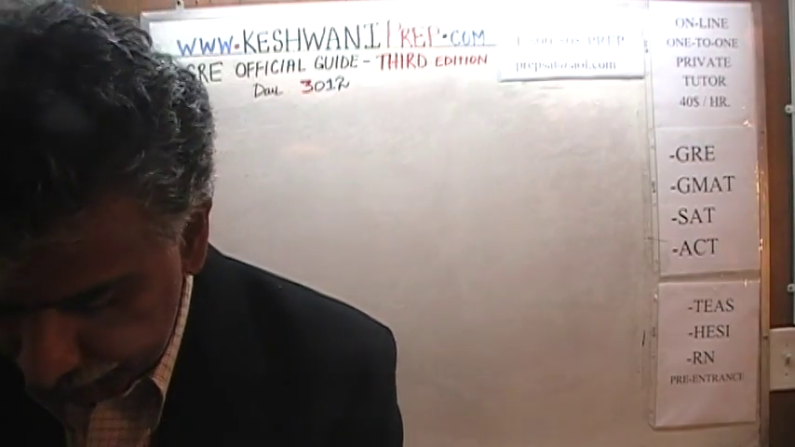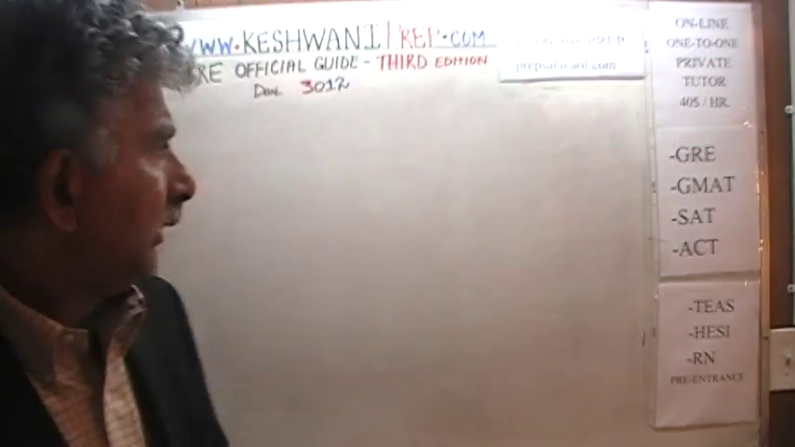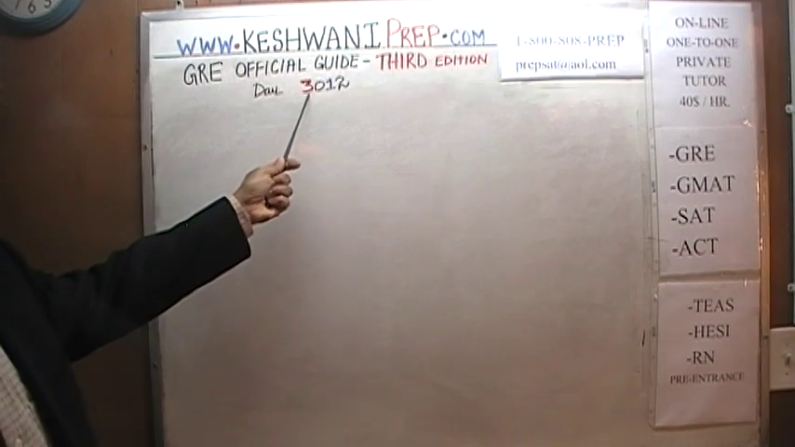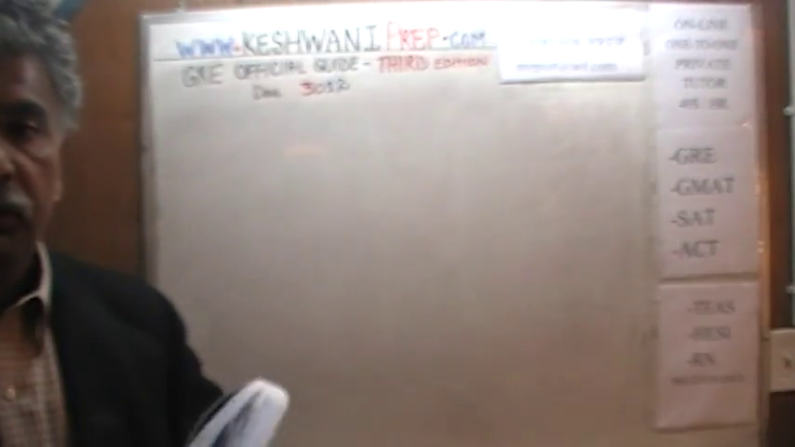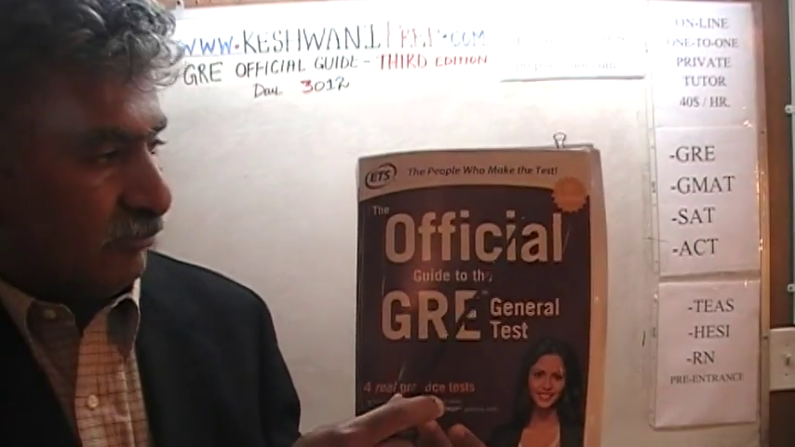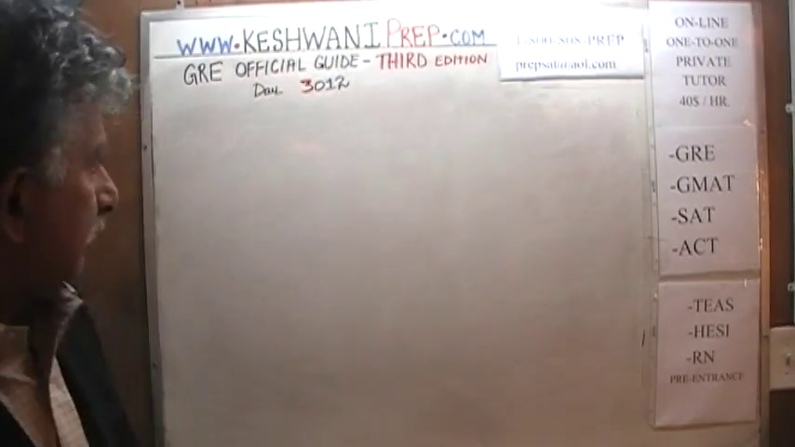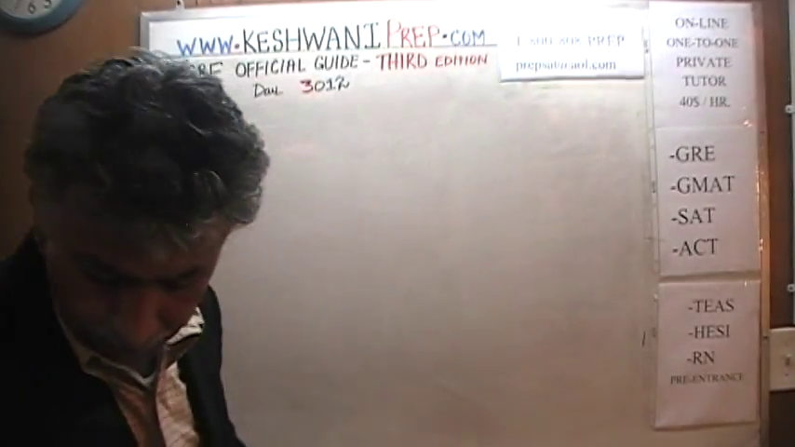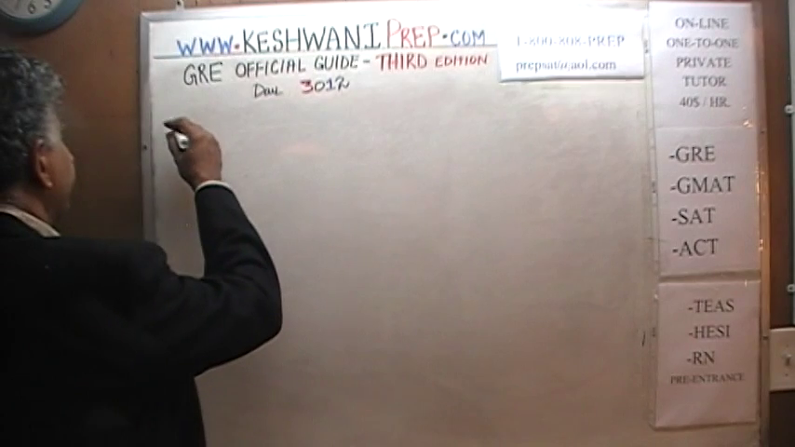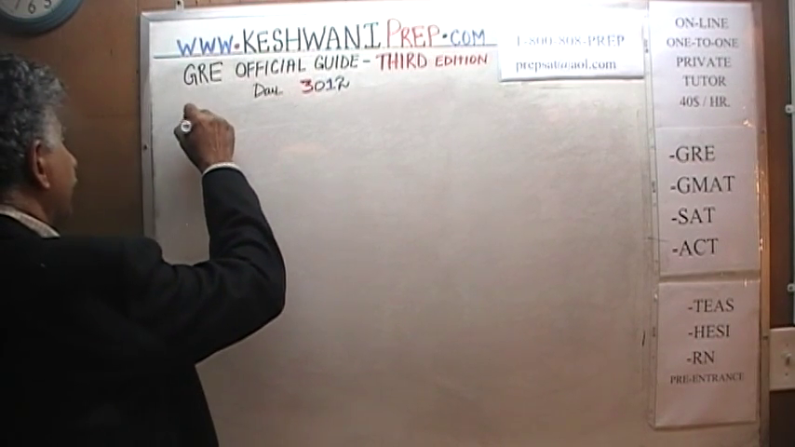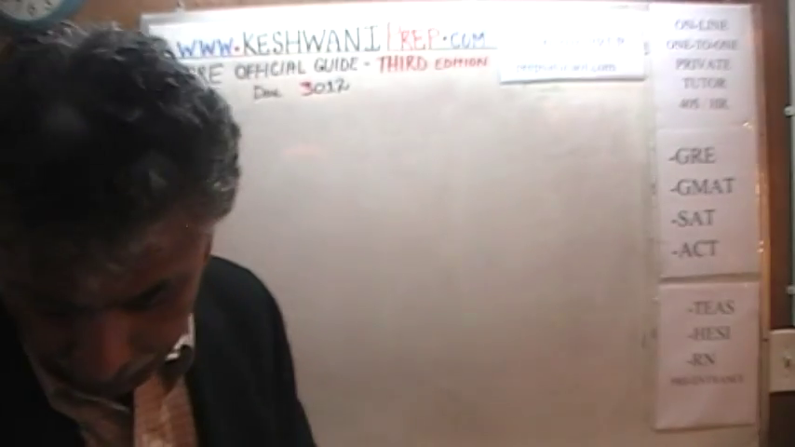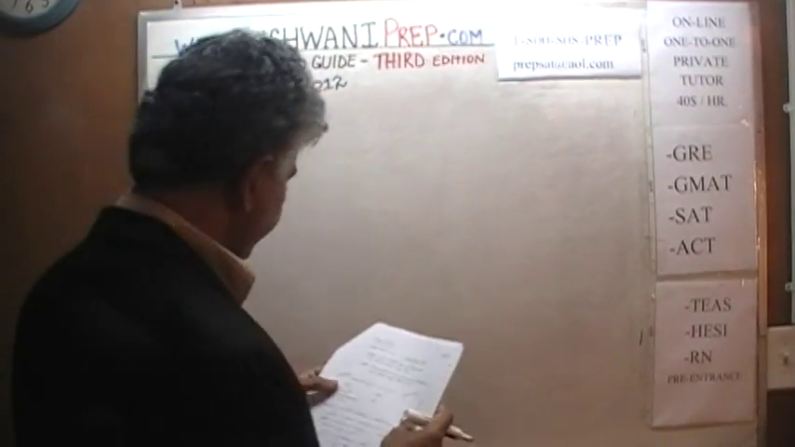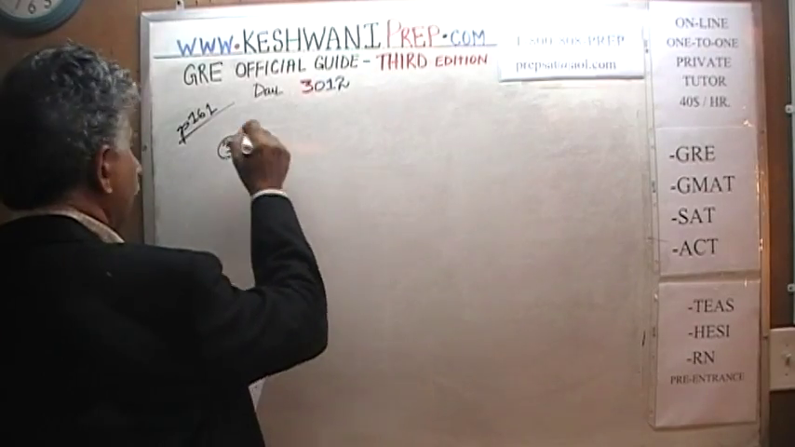Today is our lesson number 12. Day number 12, it says 3012. The 3 denotes the fact that this is the third edition that we are working through. And we are on page number 161. We're going to work on the problems on this page, page 161. The very first one, problem number 3, looks something like this.